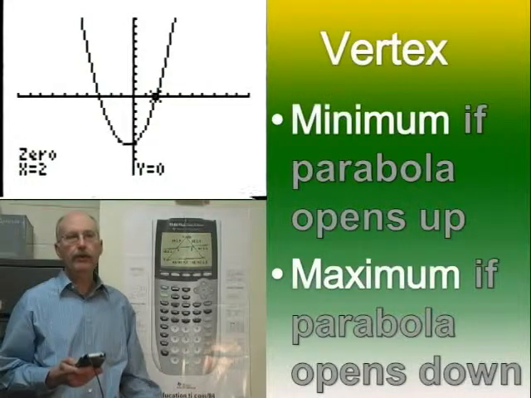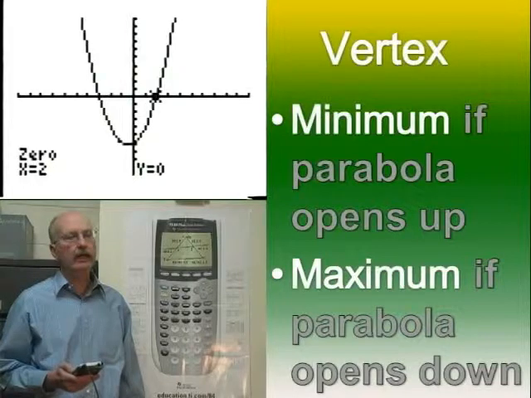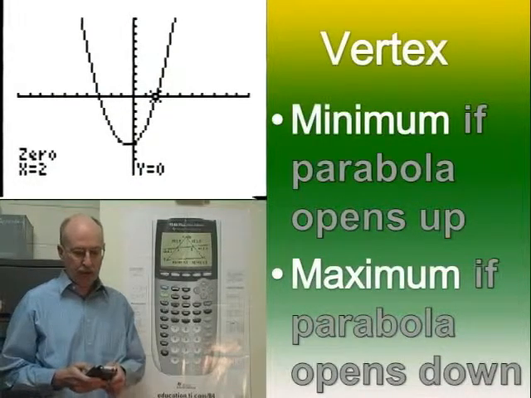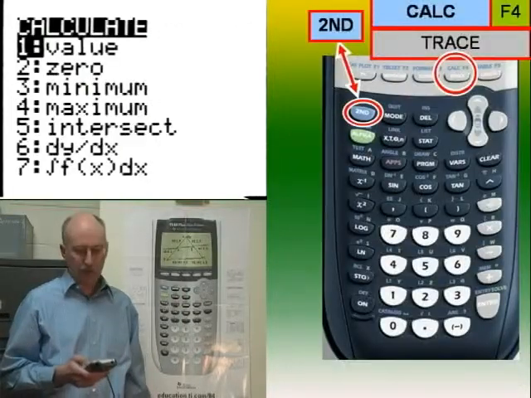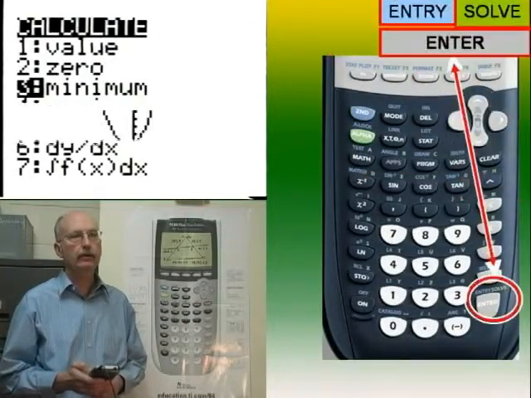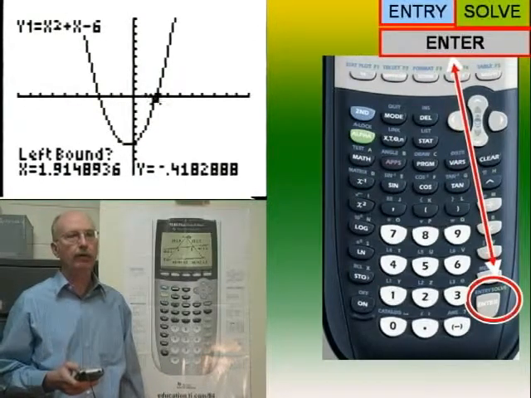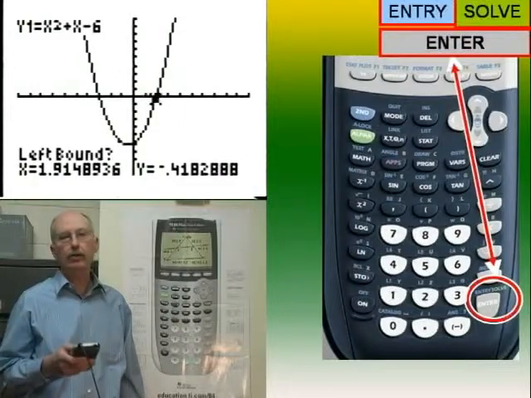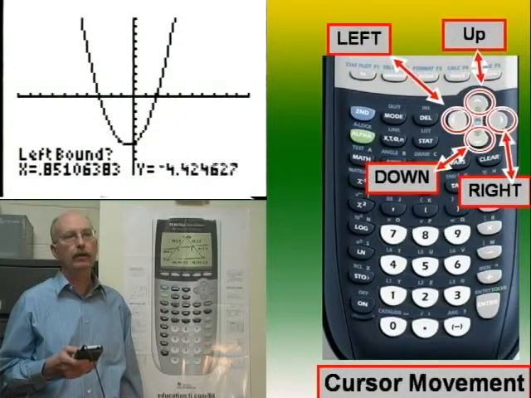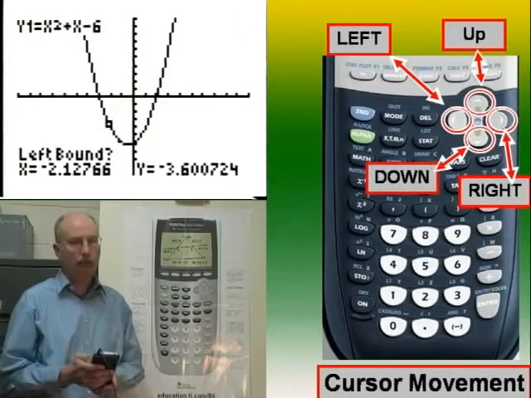How can we find the vertex on this? Well, on a parabola, the vertex and the minimum are the same point. So in this case, we'll hit second calc again. This time we want to find a minimum, so we'll scroll down to number 3 and hit enter. And it's asking again, are we on the left side of the minimum or the vertex? No, we're not, so we're going to scroll to the left until we're on the left side. Yeah, that's pretty good. We'll hit enter.